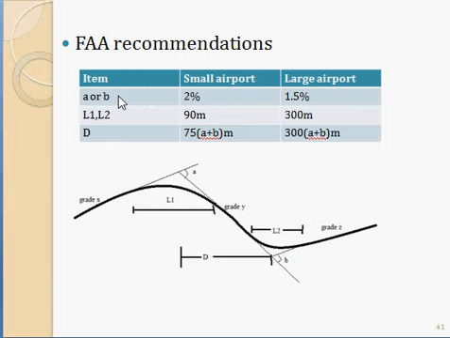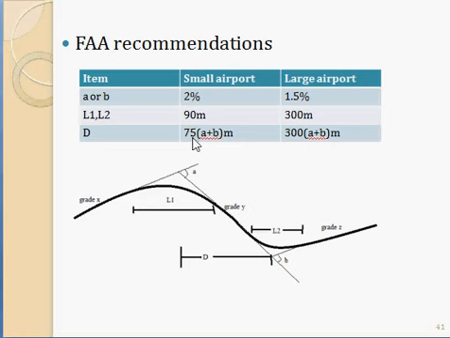The value specified by FAA for A or B, the maximum grade change, should not be greater than 2 percent for a small airport, and for a large airport it should not be greater than 1.5 percent. Then L1 and L2, the lengths of the vertical curve, are for each 1 percent of grade change. So it is 90 meters and 300 meters respectively for small and large airports, and D is the distance between the two adjacent vertical curves.